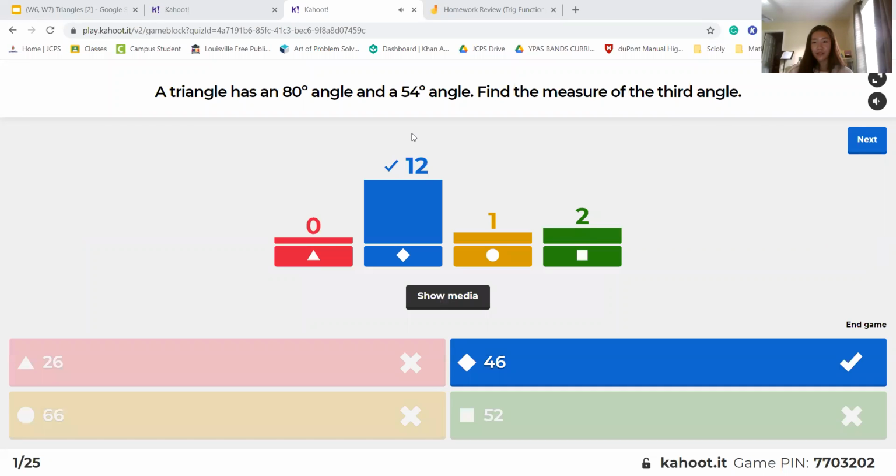Sorry, I was not looking at the actual question. A triangle has an 80-degree angle and a 54-degree angle. Find the measure of the third angle. So you just know that they all add up to 180 and just subtract 80 and 54 from 180, which gives you 46.